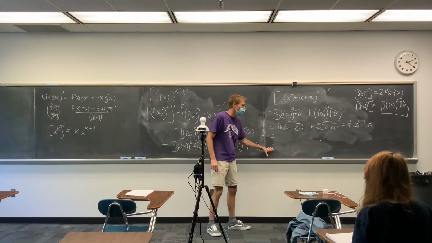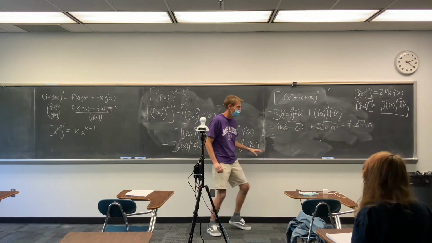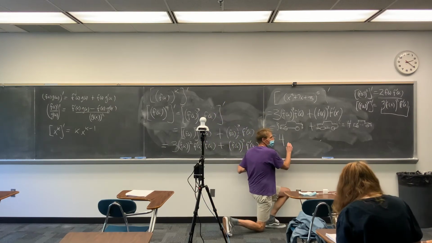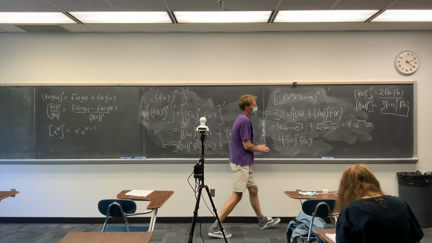So guys, help me out. Mathematically, what would this be equal to? 4 f of x cubed times f prime of x. Beautiful.